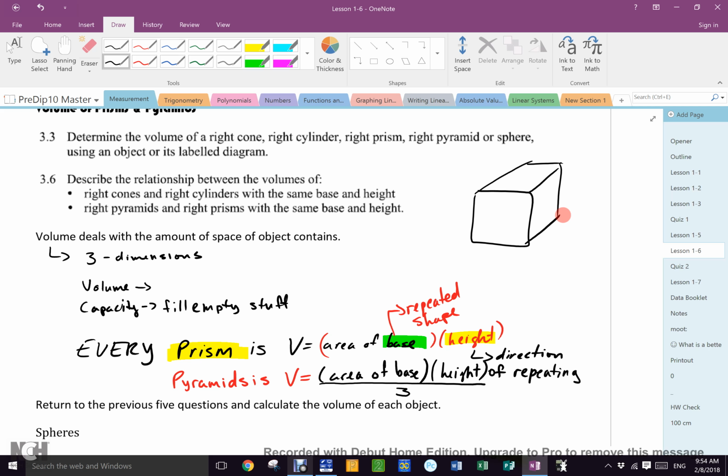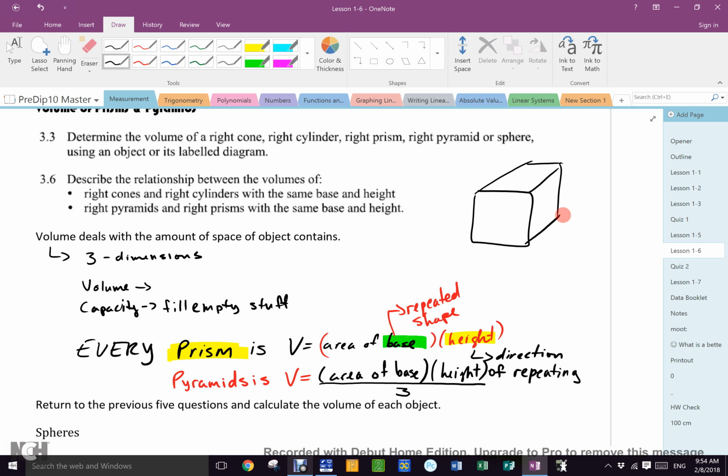a rectangular prism. If I say that is the base, then what direction does that repeat? Straight back. So that would be area of the base, 40 by 24, times the height, the direction it repeats, 8. Agreed? That's if it were the green one. What if I said the blue one is the base? So what's the area of the base? 24 by 8. And what's the direction it repeats? Up. So it's up 40.